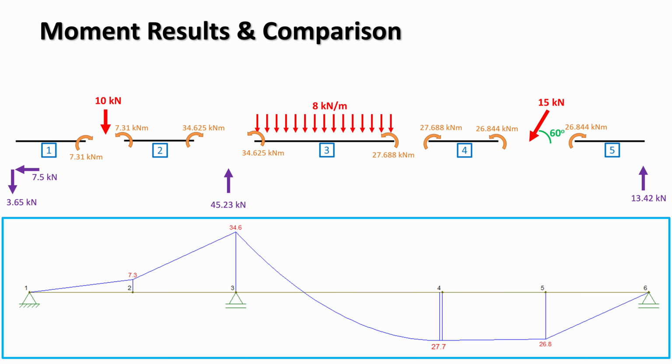Looking at the moment equilibrium in the MATLAB results, the variation in bending is consistent with the loading. The distributed load produces a smooth curvature, while the point load introduces a change in the slope of the moment diagram. The largest moments occur in the central region, under the distributed load, with the smaller moments towards the support, which is exactly what we expect.